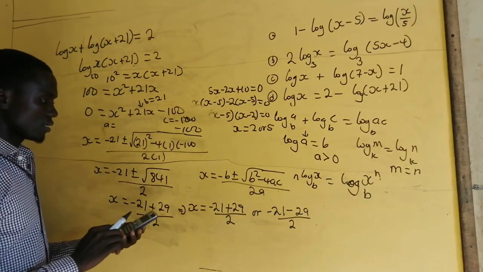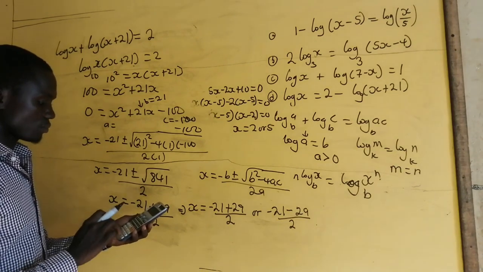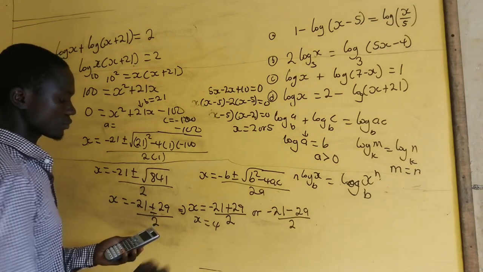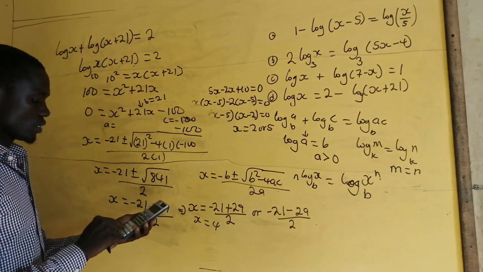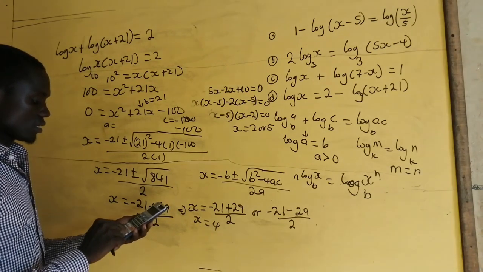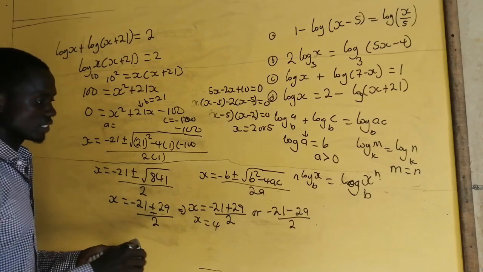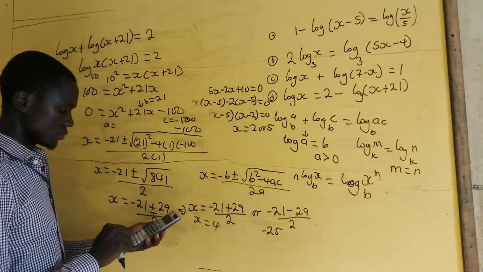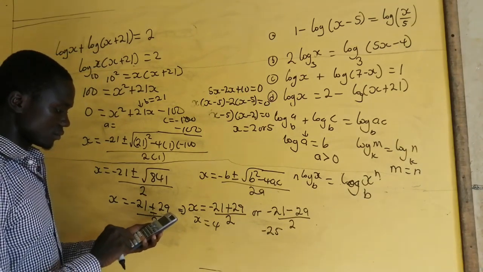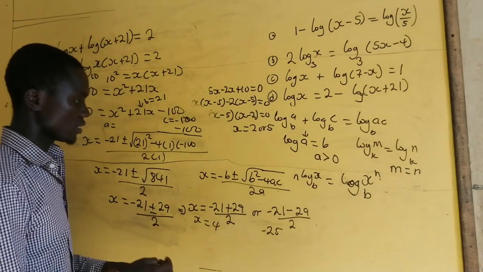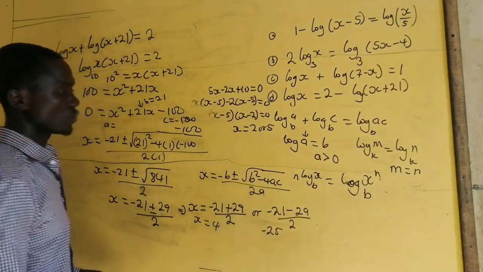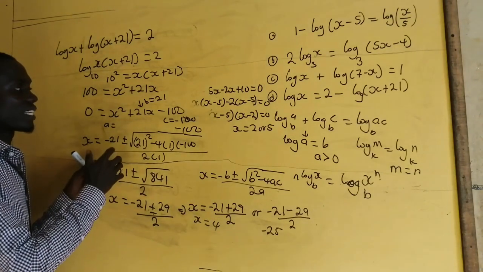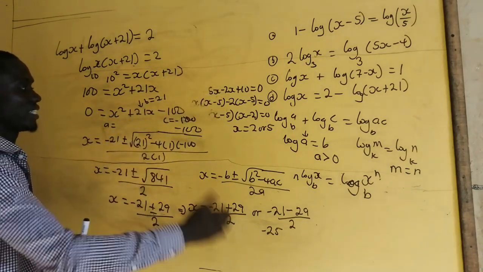So let's check any of them. Negative 21 plus 29 divided by 2 is 4. And then negative 21 minus 29 divided by 2 is negative 50. Sorry, negative 25. Okay, so we have x equal to 4 or negative 25. If you cannot factorize, just use the quadratic formula. If you can factorize too, you should factorize, because I've been factorizing.